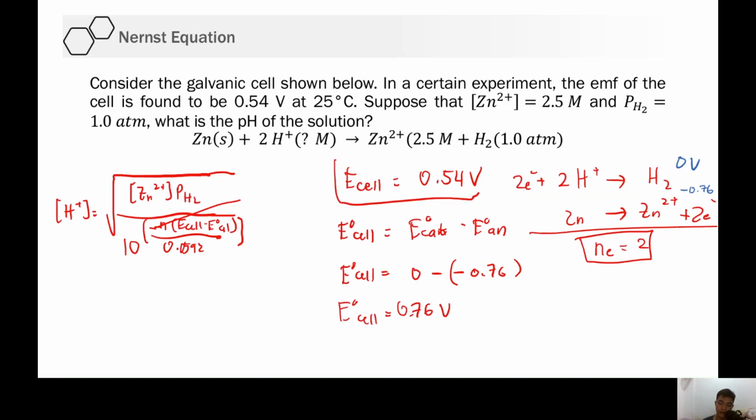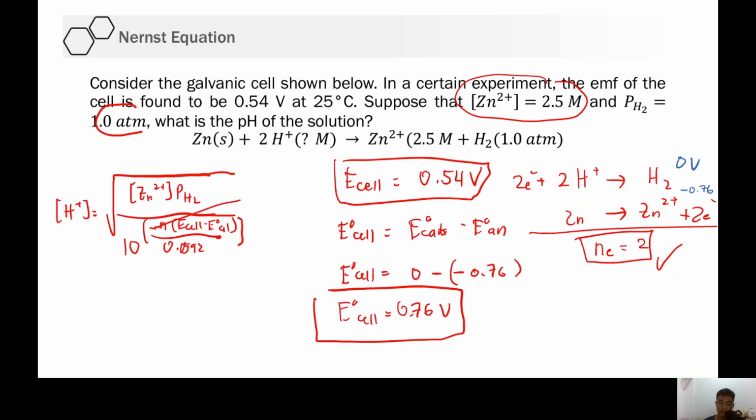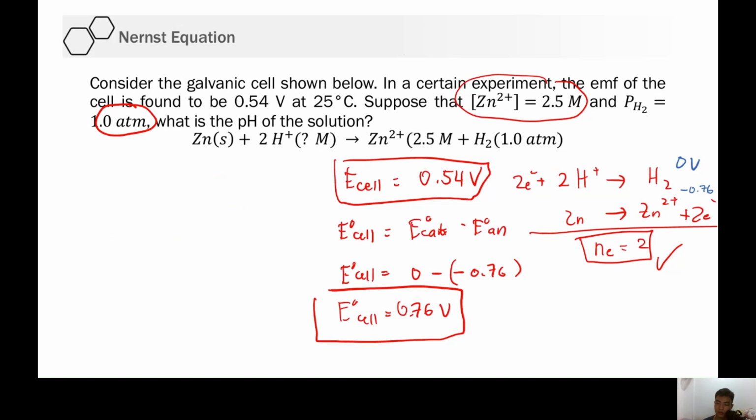So we now know the E cell. We also know the E naught cell, which can be calculated from the table. And by balancing the equation, we get the n. The problem gave us the concentration for zinc and the pressure of the gas, so we can solve for the H now. Let's plug all this info into our equation. Let me rewrite it here. By the way, my discussion is quite fast, so if you don't follow, just play back this video.